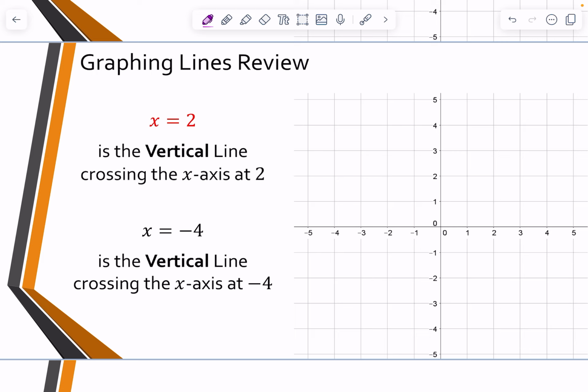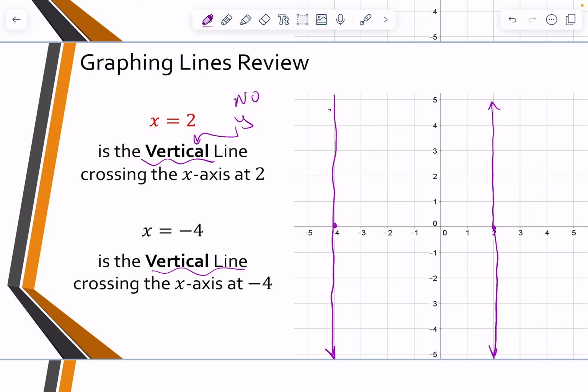Graphing lines. Again, we have x equals 2. Notice there is no y in the problem. That's going to imply that we have a vertical line. So we're going to come over here to 2. I'm just going to draw my vertical line in. And then x equals negative 4. Again, no y. It's going to be a vertical line. We're going to cross the x-axis at negative 4. So that's what those two lines look like.